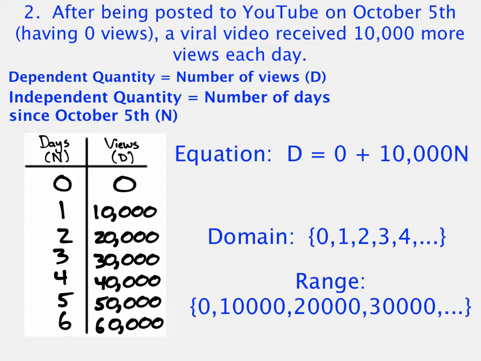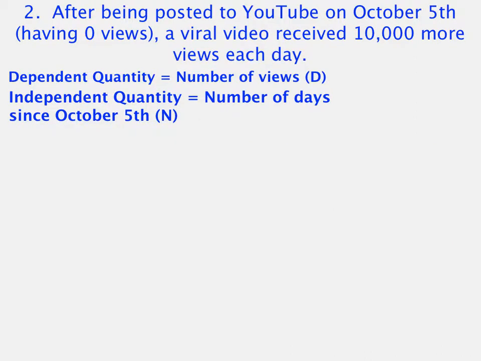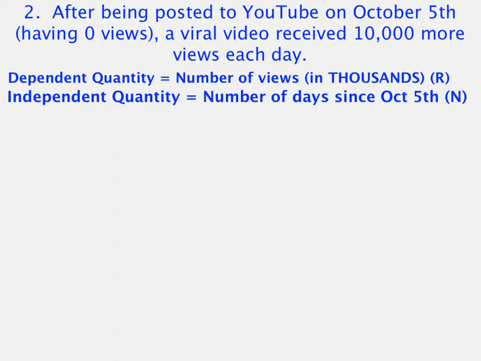I want to introduce another way we could have defined our variables, which would change our equation, domain, and range, but might make things a little easier for us. What if we defined our dependent quantity to be the number of views for this YouTube video, but in thousands? Since we've changed the definition of this quantity, we're going to have to change its variable as well. So let's come up with a new variable, a random one.